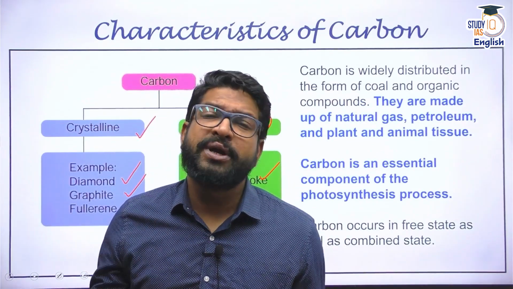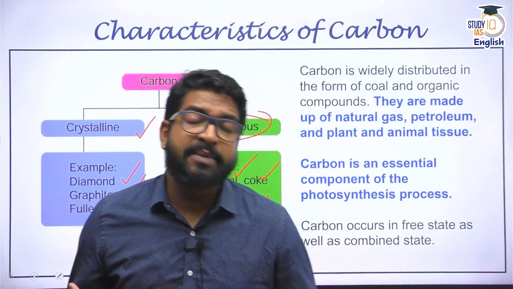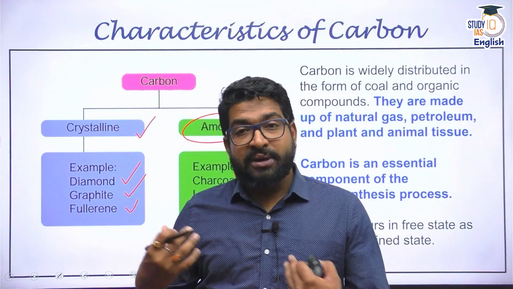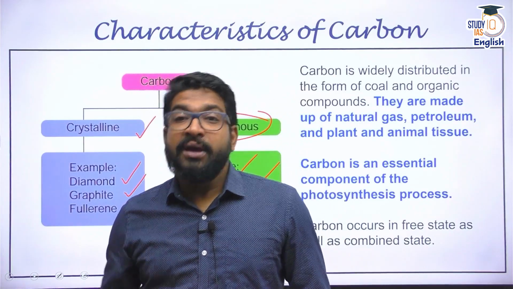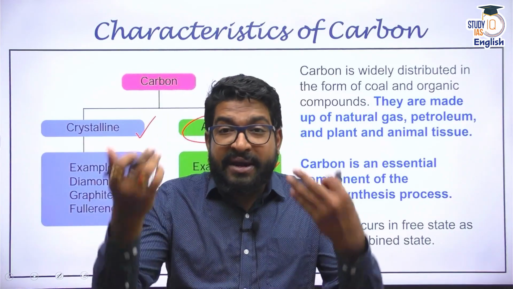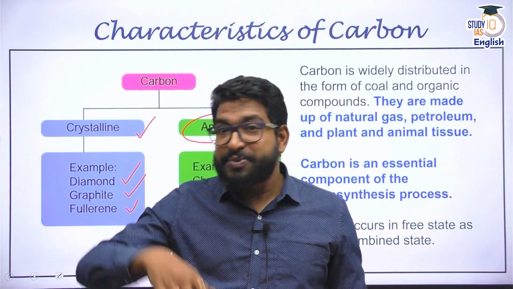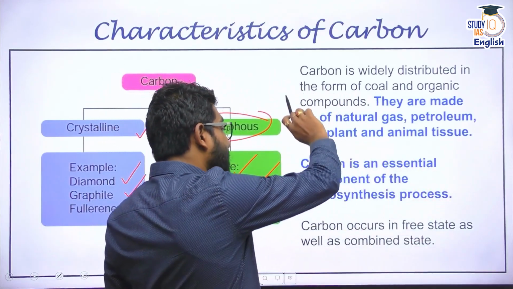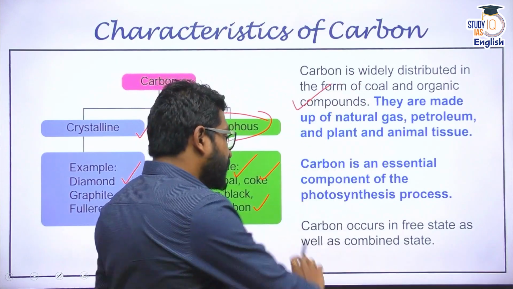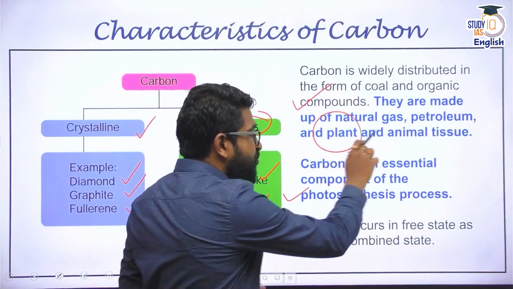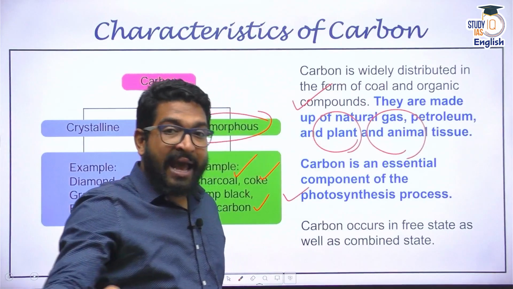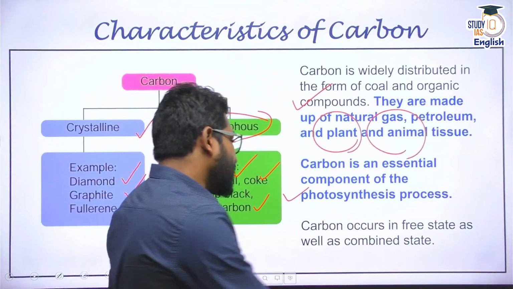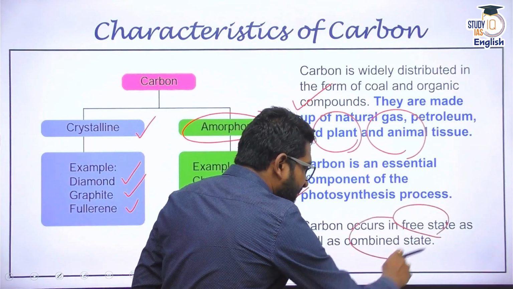Carbon, as I told you, is a part of living systems. Carbon is present in living organisms. Our body has carbon in large amount. Plants use carbon dioxide for photosynthesis. Carbon is present even in non-living things. That means carbon is everywhere. Carbon is essential for photosynthesis. It is there in plant tissues, it is there in animal tissues, it is there as fossil fuels, as gas, as petroleum, everywhere. Carbon can occur in free state or in combined state as well.